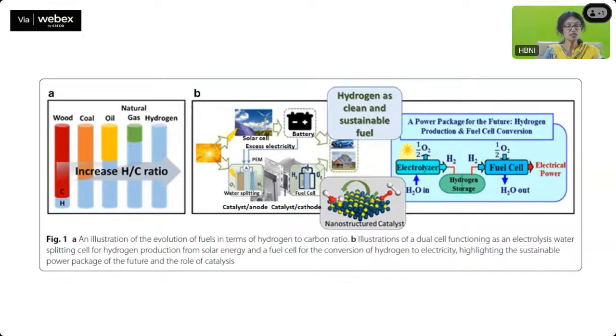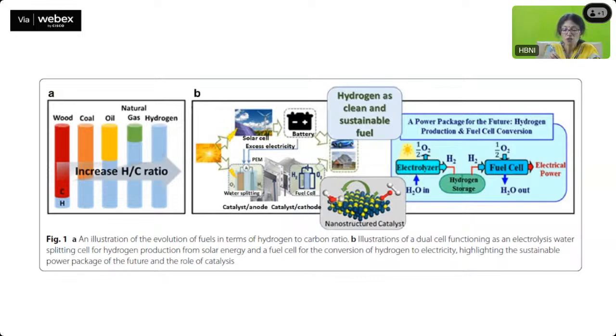So if you look into how the energy density of a fuel increases, hydrogen is of course the most energy dense fuel you have, because you see the H by C ratio is increasing as you move from wood to coal to oil to natural gas to hydrogen. Then you can have different catalysts which can be used, electrocatalyst as well as photocatalyst, for all these water splitting kinds of reactions. Solar cells, the photovoltaic cells, can be used to generate electricity from solar power.